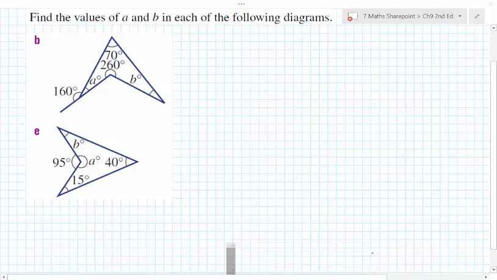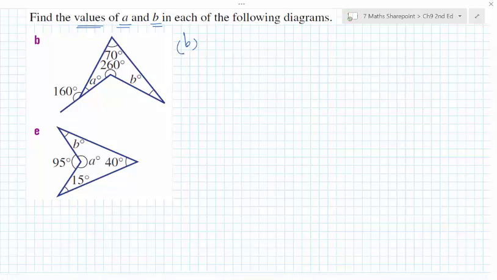So this question here wants me to find the values of A and B. Okay, so I want to find the values of A and B in the diagrams below. So let's have a look here at part B. Okay, so what I want to do is I need to break this down into bits and pieces.